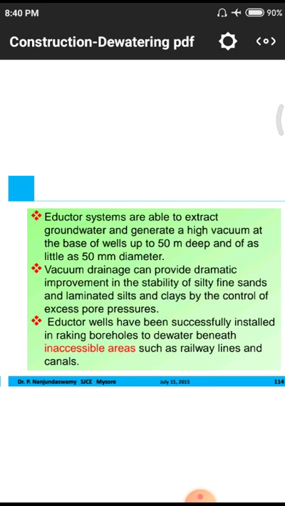But here we are drawing water from lower depth to higher depth. In those conditions we need to use a huge amount of pressure. Why? Because we are extracting water against gravity. So in those cases we have to use these vacuum pressures to drain the water from lower altitude to higher altitude. It is a dramatic improvement in the stability of silty and fine sands.